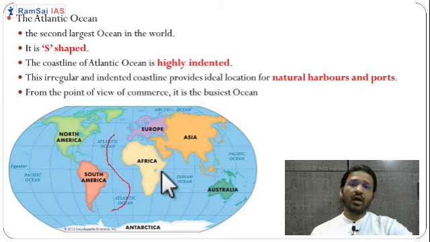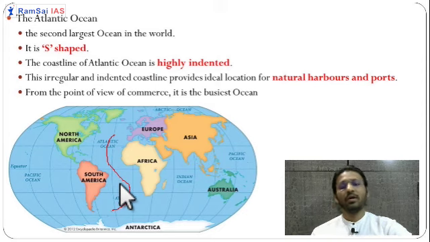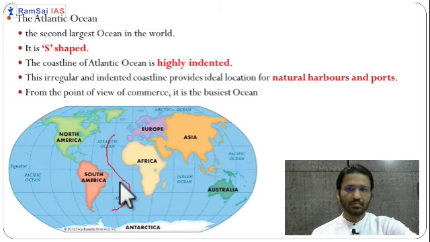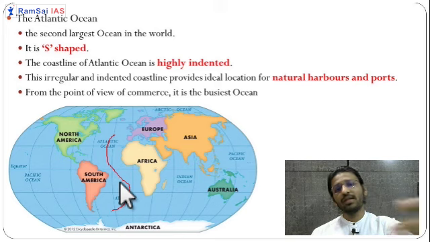Now the coastline of the Atlantic Ocean is highly irregular. It is not very regular because it is made up of lava. So it has been eroded by the oceanic water, and because of the way it was made during the breaking up of the continents, it has become very irregular. So it is highly indented.